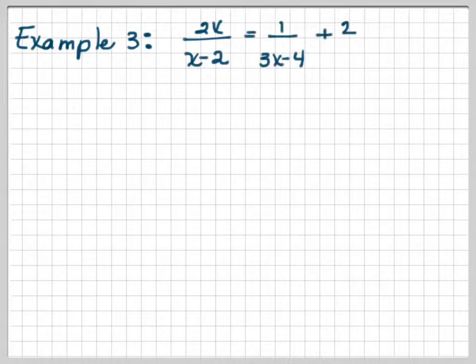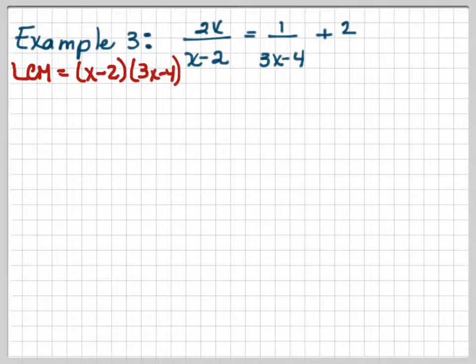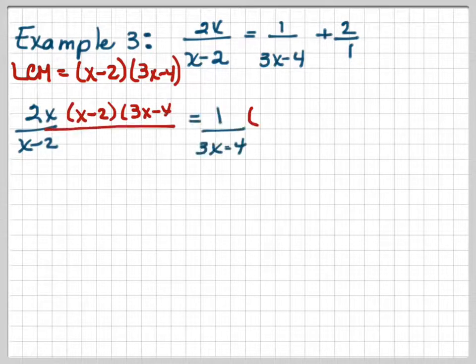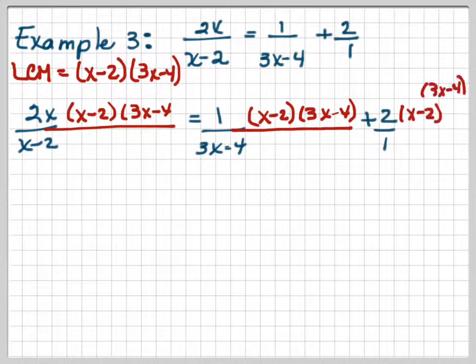Okay, here we are back. Our example 3 is 2x over x minus 2 equals 1 over 3x minus 4 plus 2. The least common multiple here is going to be x minus 2 times 3x minus 4. They don't have anything in common. I put 1 under my 2 again, and I'm going to rewrite this so that I have multiplied everything times x minus 2 times 3x minus 4. In the first one I already have an x minus 2. That cancels out, so what I need is a 3x minus 4.